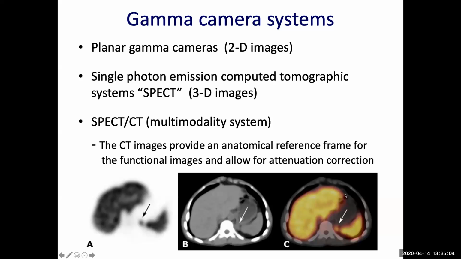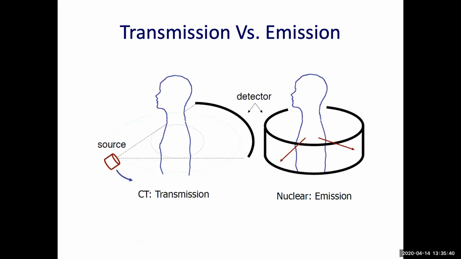The third type is SPECT-CT. It is a multimodality or hybrid system. The purpose of CT with SPECT is for localization, to give more anatomical background, and also for attenuation correction, to correct for the activity distribution inside the body. In this figure, this is SPECT-CT imaging performed with technetium sulfur colloid. We can see here the SPECT image with the sulfur colloid, we have here the CT scan, and this is the fused image between the CT and nuclear medicine image.